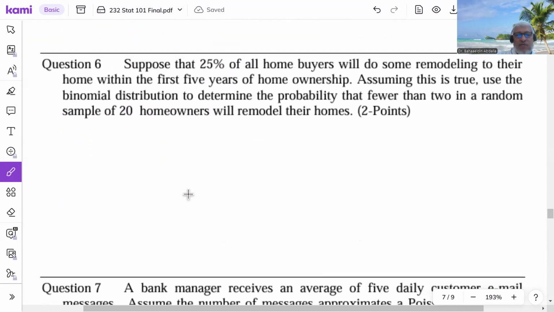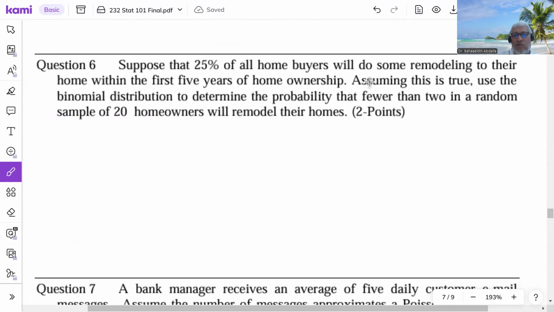Suppose that 25% of all home buyers will do some remodeling to their home within the first 5 years of home ownership. Assuming this is true, use the binomial distribution to determine the probability that fewer than 2, so x is less than 2. So x is 0 plus x is 1.